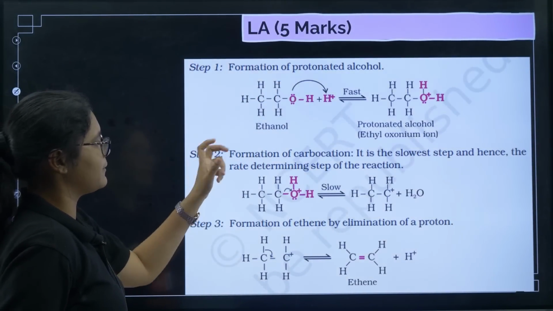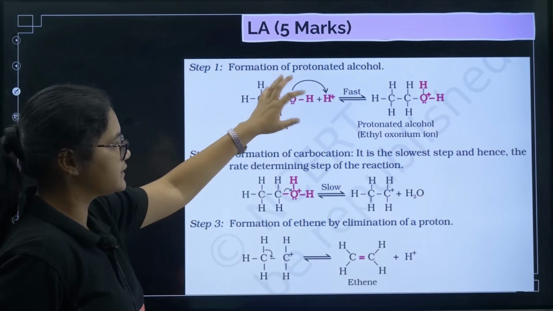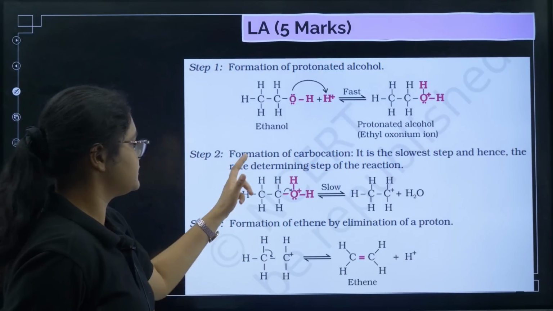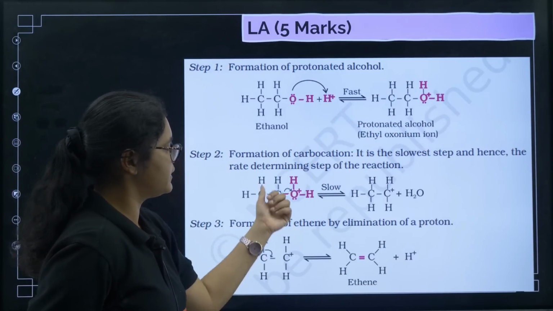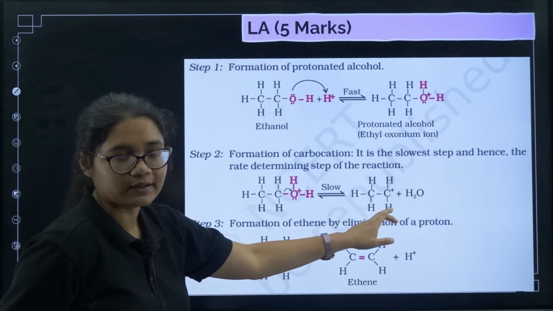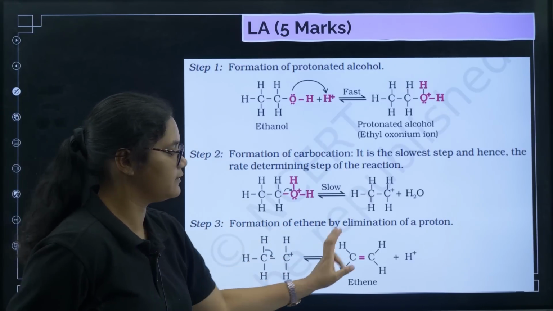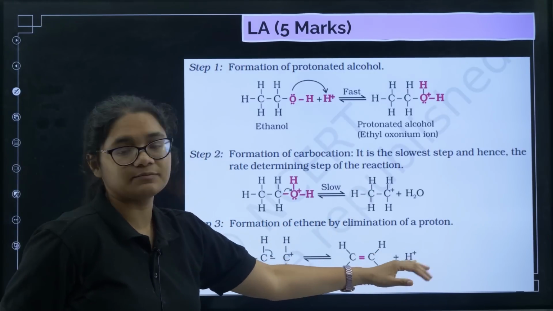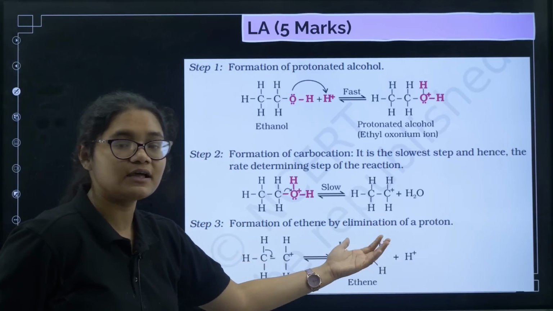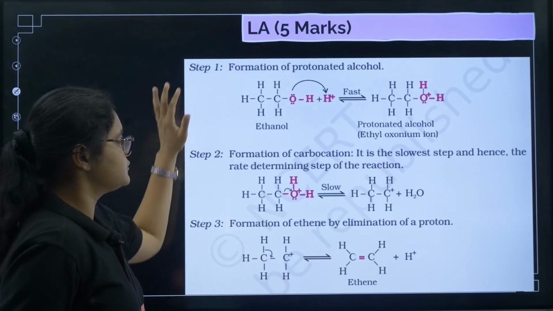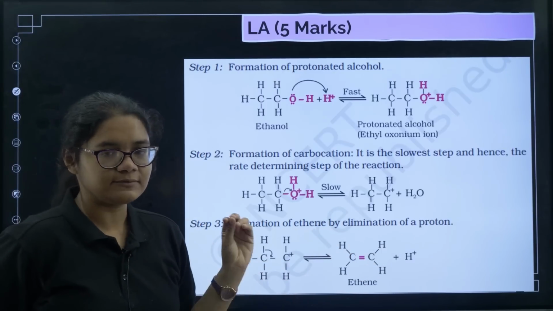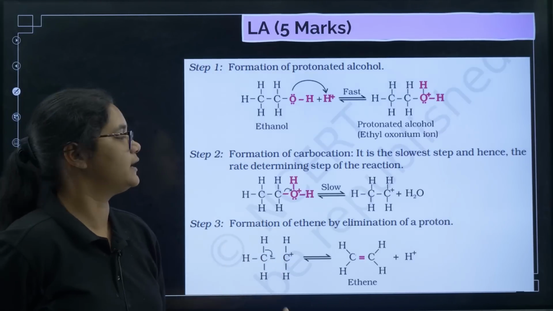So first of all, what happens? Step number 1, alcohols get protonated. Second step, there is formation of carbocation. The water leaves here and you get a carbocation here. The third one is the formation of ethene. So this H plus comes here and we get an ethene molecule, and H plus is released out because H plus is a catalyst used here. Okay. So these are the 3 steps, very important steps. You must remember it. Practice again and again.